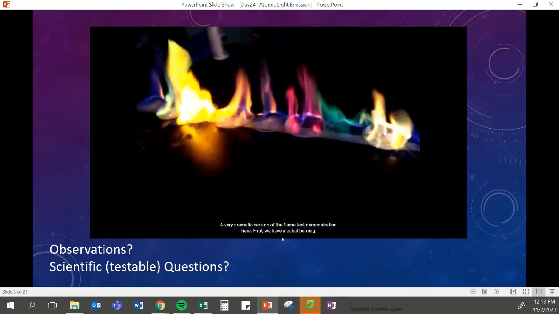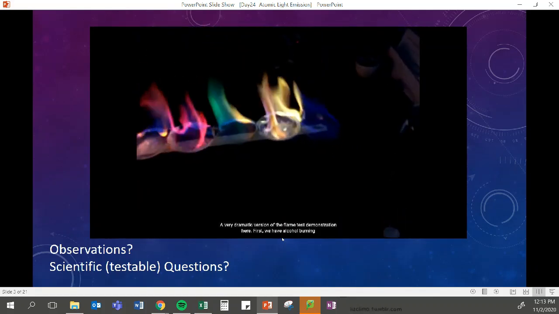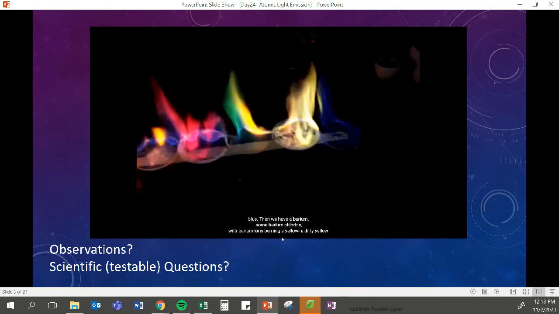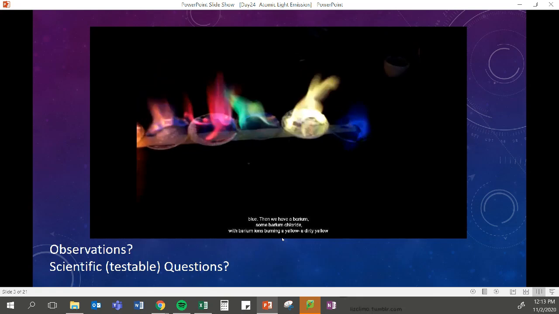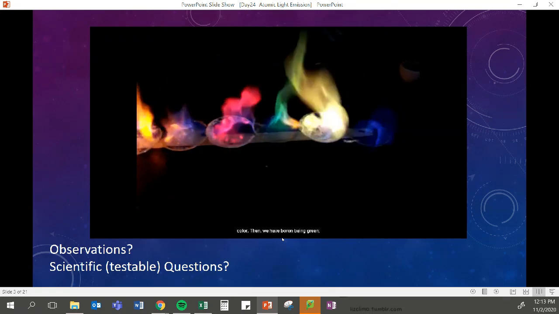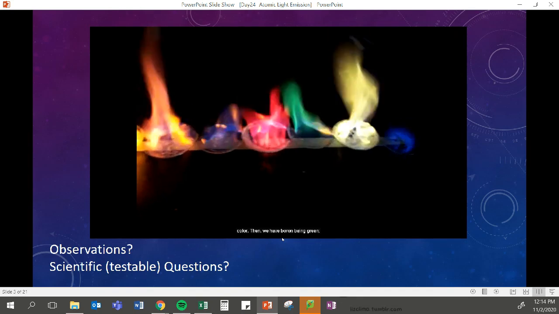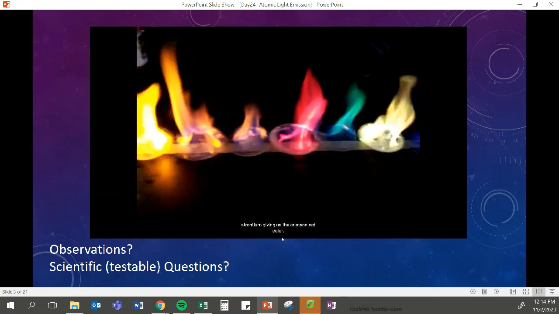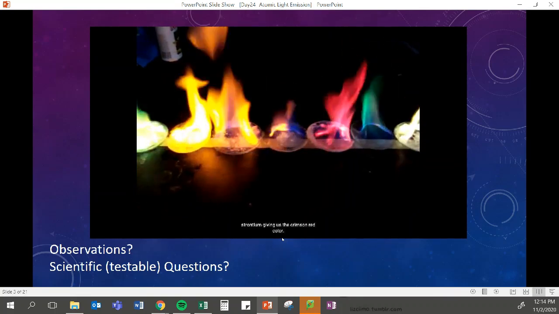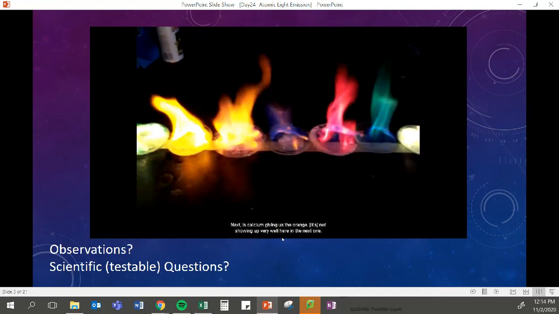Very dramatic version of the flame test demonstration here. First we have alcohol burning blue, then we have some barium chloride with the barium ions burning a dirty yellow color. Then we have boron being green, strontium giving us the crimson red color. Next is calcium giving us the orange.